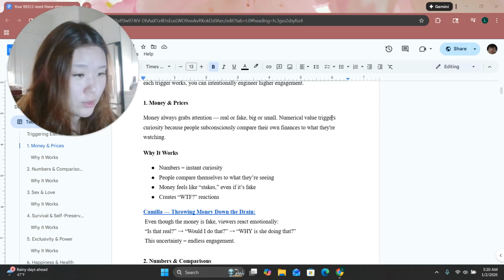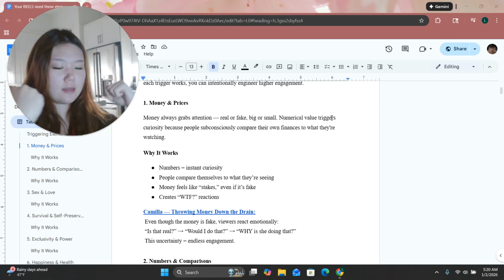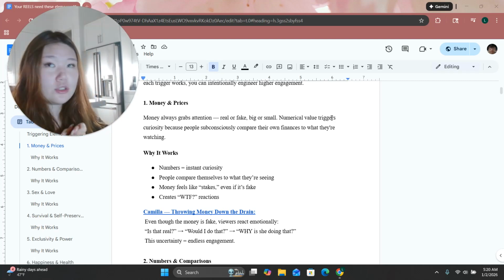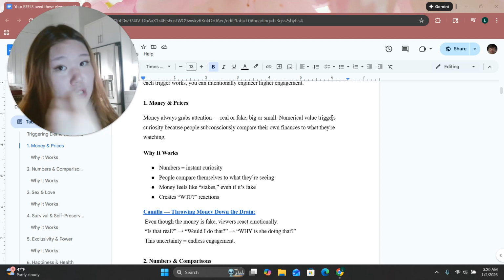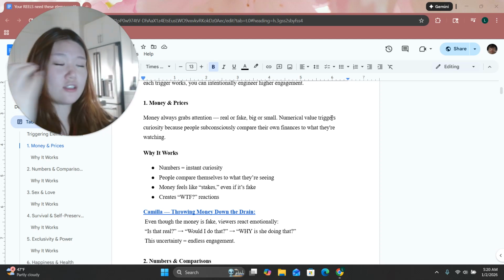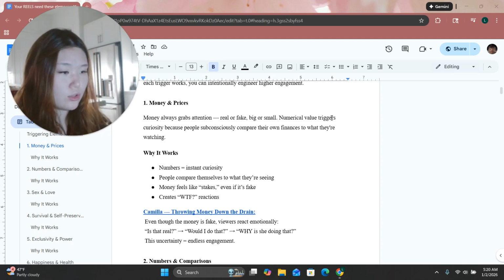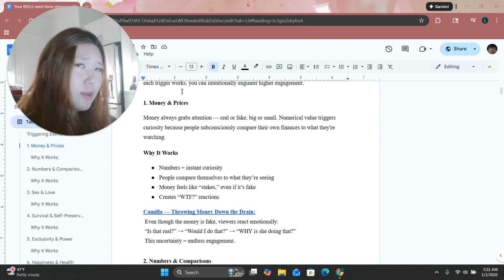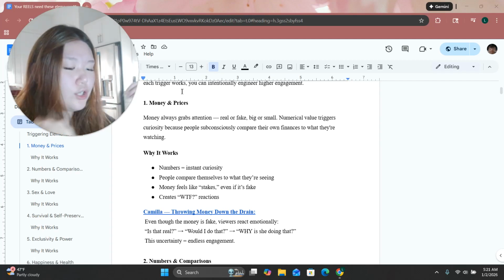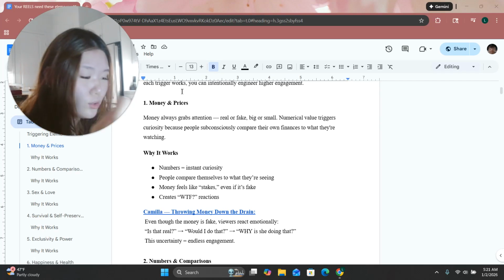First one, I really do want to talk about money and prices, because money grabs attention, because that's something people really want. People genuinely care about health, wealth, relationships, and money is one of them. When it comes to wealth, if it's fake, small, big, real, it does not matter. The concept of money is going to bring attention to the viewers, because a numerical value is going to trigger your curiosity, just because you subconsciously compare it to what you actually have.